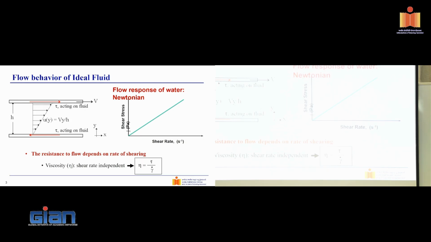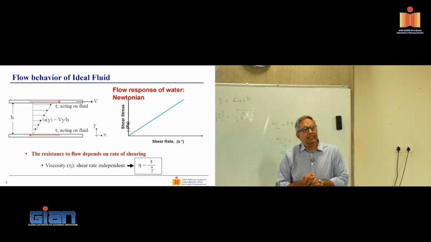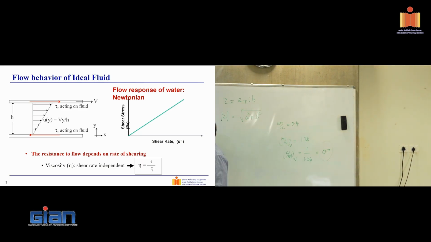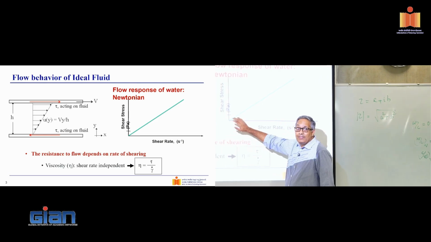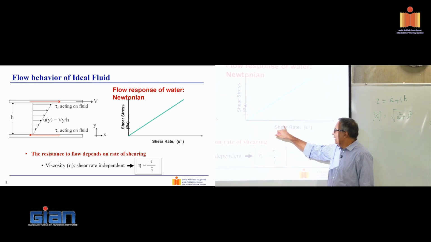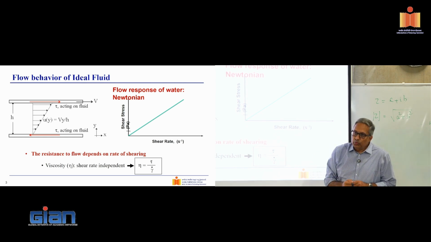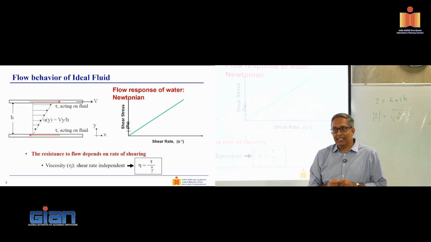What does that mean physically? Suppose, and we know water is a Newtonian liquid. What does that mean physically? If you look at it, shear stress, this is the resistance, the dependent variable, this is the independent variable. So the faster you move, the more resistance you will get from the liquid, right?